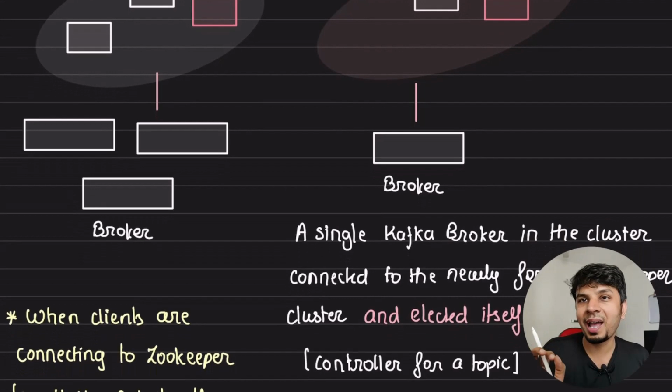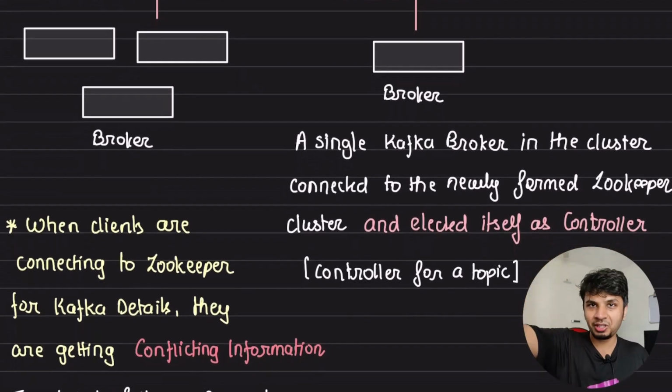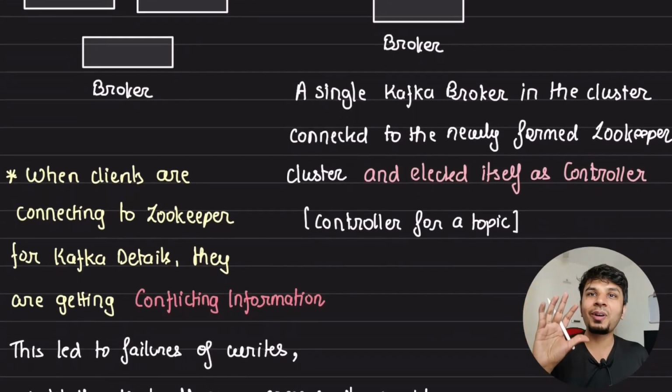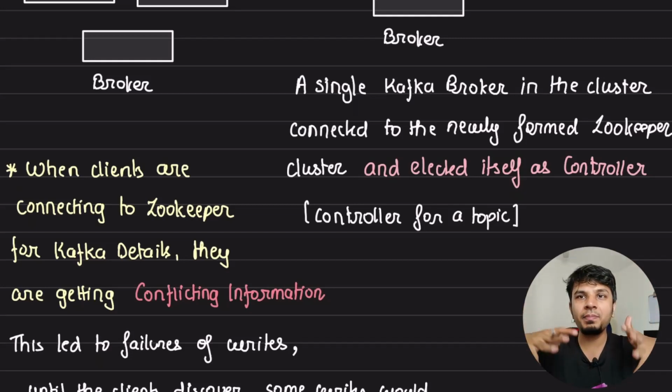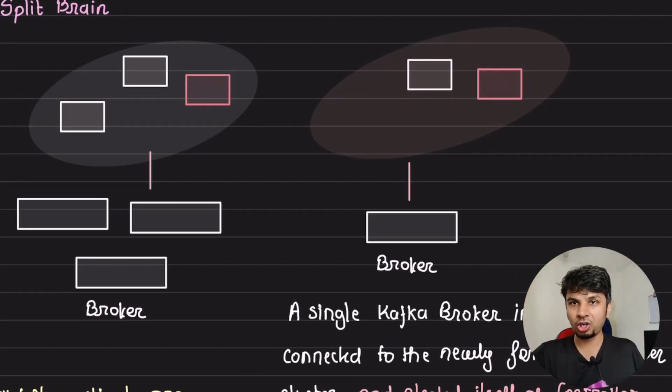And this is exactly what happens with a split brain problem. So when this broker got connected to this newly formed Zookeeper, it elected itself as the controller for a particular topic. So now what happened? This could be for multiple topics, they have not specified, but it elected itself as a controller. So now you would have multiple controllers in your Kafka cluster for the same set of topics. Problem. We already had two distinct logical Zookeeper clusters. Now we have two brokers claiming to be a controller.